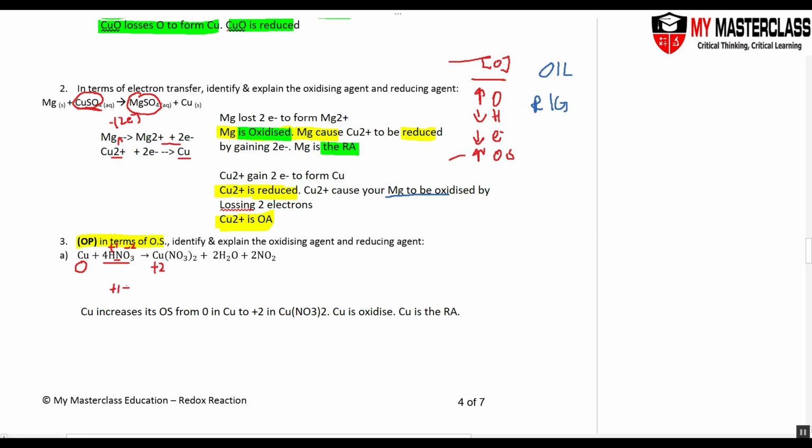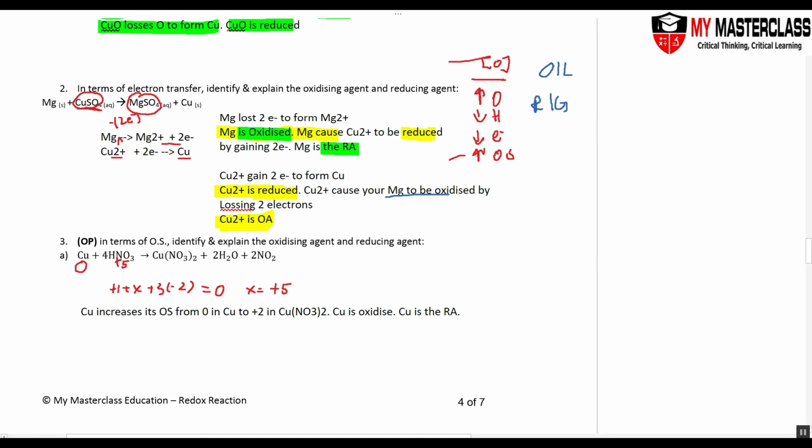Plus 1 plus X plus 3 times minus 2 equals 0. So plus 1 is hydrogen's oxidation state. X is the one that I'm trying to count. And 3 times minus 2 because there are 3 oxygen atoms. If you count it out, X will be minus 6 plus 1 is minus 5, so X will be plus 5. So for nitrogen in this nitric acid, your oxidation state is plus 5.